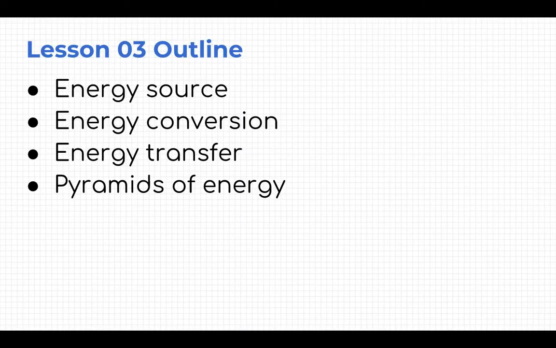This is our outline for this lesson. So we're going to talk about the energy source for ecosystems, talk about energy conversion within those ecosystems, talk about energy transfer within those ecosystems, and then you will learn how to draw an IB-approved pyramid of energy. This is an assessed drawing. You could be asked to draw it on an IB exam, so please draw it the way I instruct you, so that if you were asked it on an exam, you would get all of the marks.